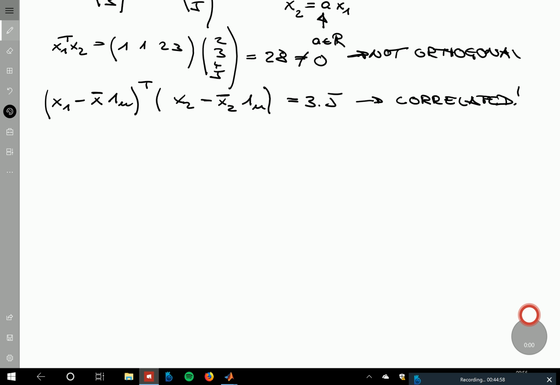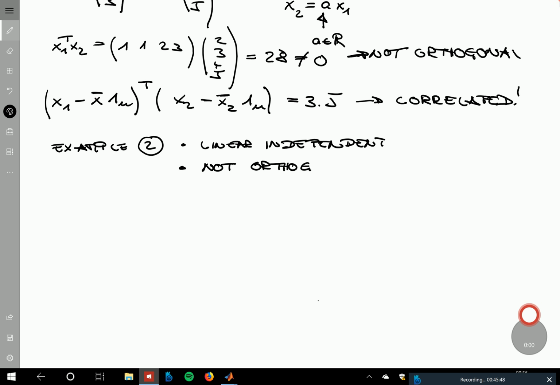Now, because we're hitting the 45 minute mark, I think the next two examples are actually good homework. There are two examples. Example 2 gives you an example of two vectors which are linear independent. They are not orthogonal, but uncorrelated.